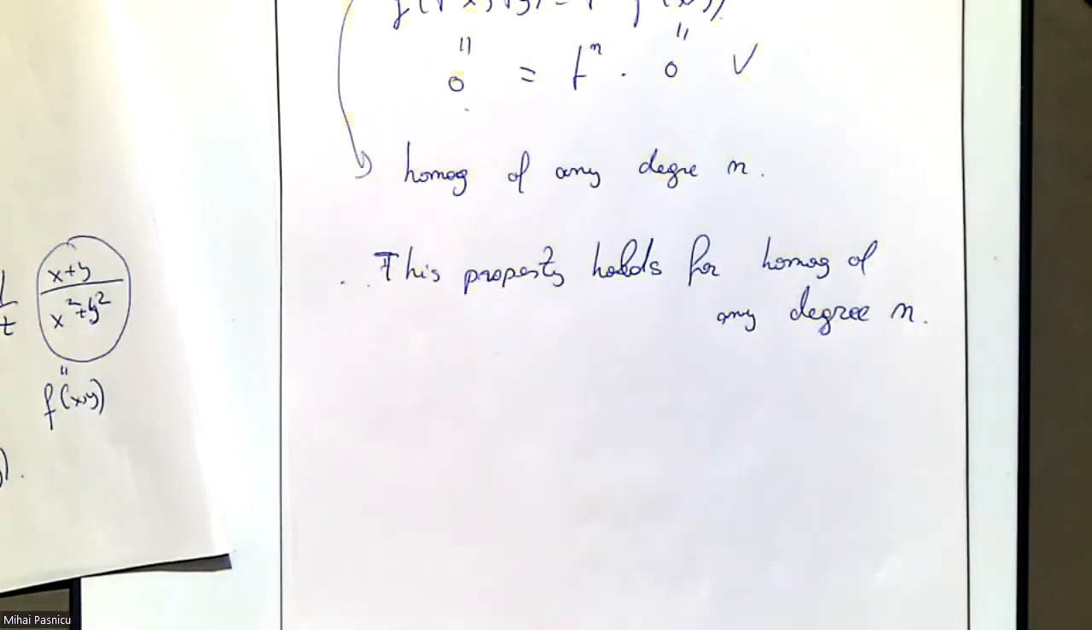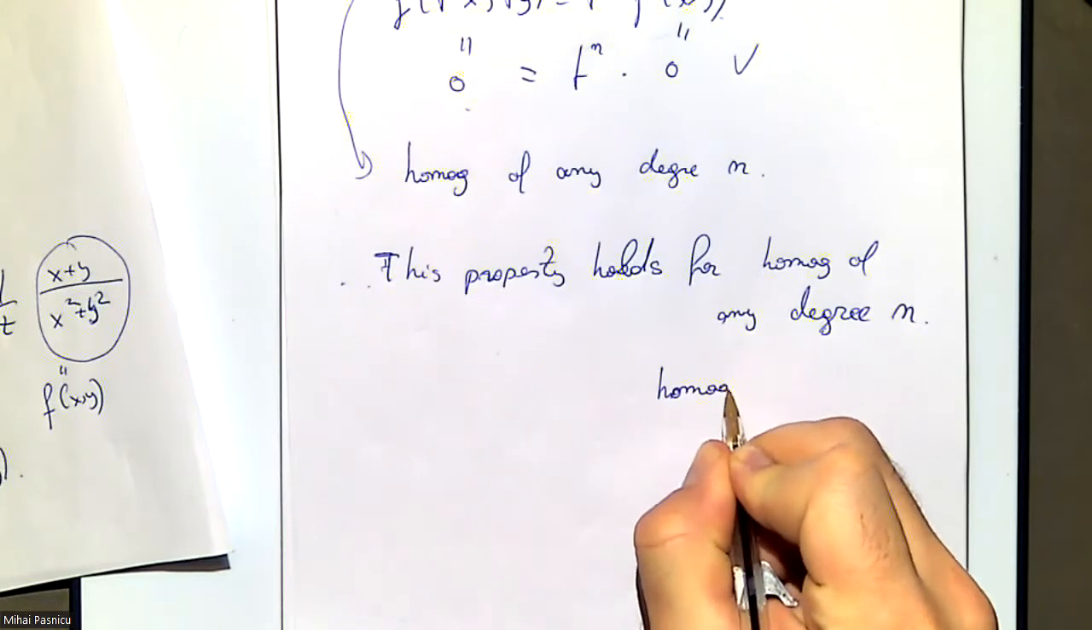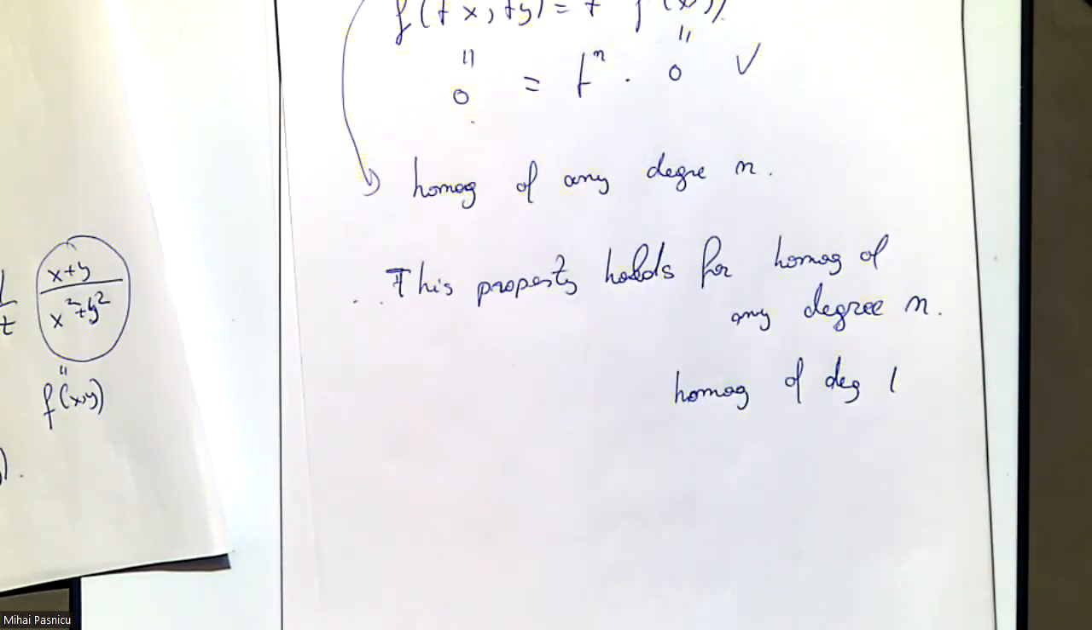So what he means is that this property holds for any function that is homogeneous of a degree n, where that n can be anything. So he basically says that property holds for homogeneous of degree 1 or 2 or 100, but not all at the same time. That was a little bit confusing.